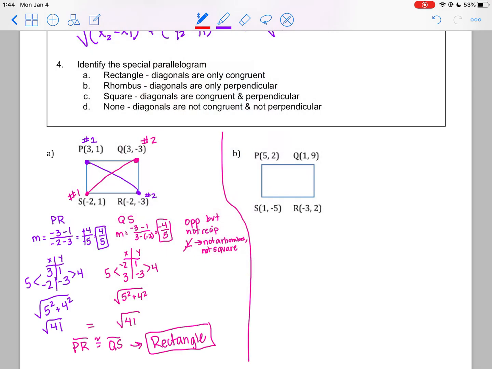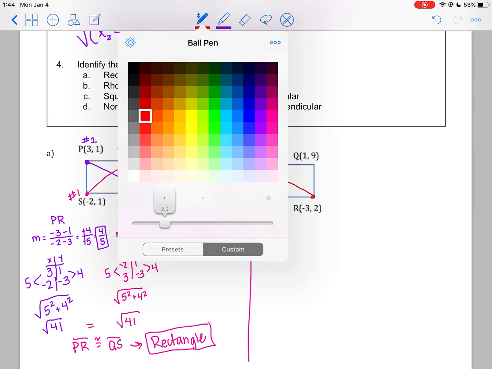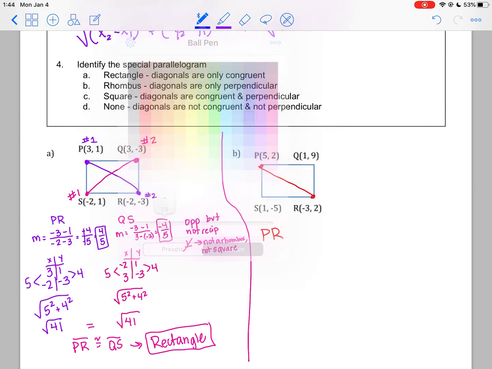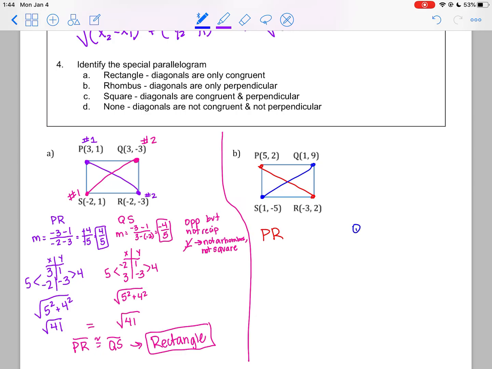So now let's repeat that with this next set. We're going to identify those diagonals first. The first diagonal is PR, and the second diagonal is QS. It's the same letters as we used last time, but we just always go across the shape.